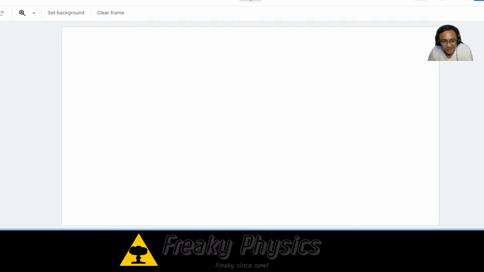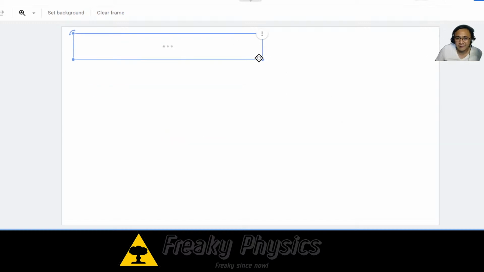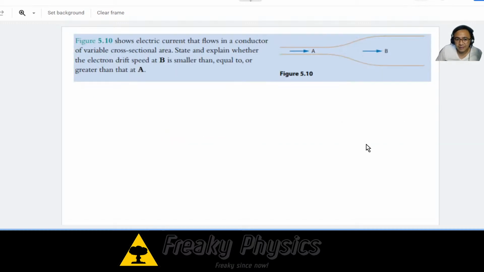How about this? Last one for today, and then we can call it a night. Last one. Where's the drift velocity higher, and why?